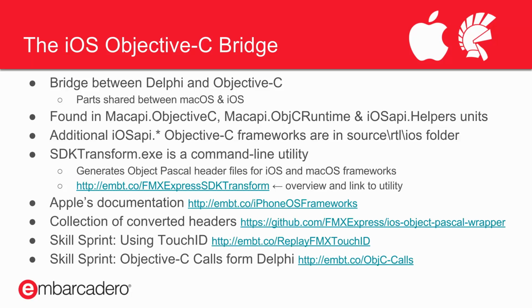All the additional iOS APIs are in the source RTL iOS folder. There's a lot less than there was with Android. I don't remember the exact number, but that's just the way Apple partitions things. There's a lot more in each individual one.